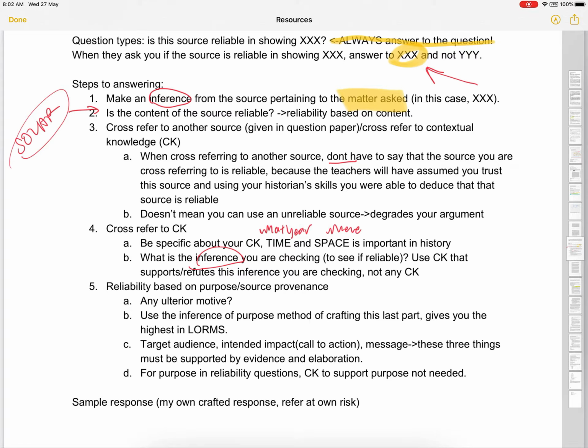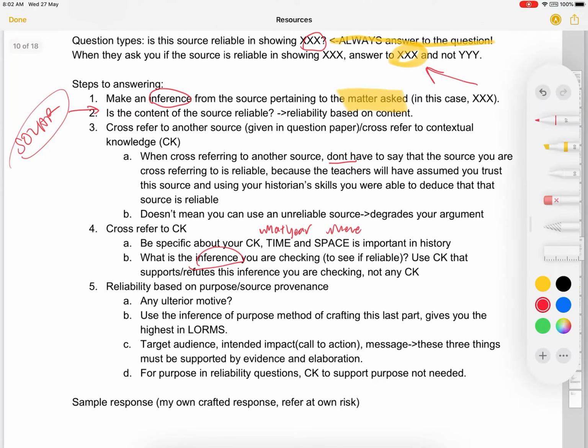There's always something that they are very specifically asking for, so you always have to answer to the question. When they're asking you if it's reliable in showing X, answer to X and not Y. For example, if they ask you how this source is reliable in showing the conditions of people living under Japanese rule, you have to answer to the matter, which is living conditions under Japanese rule.